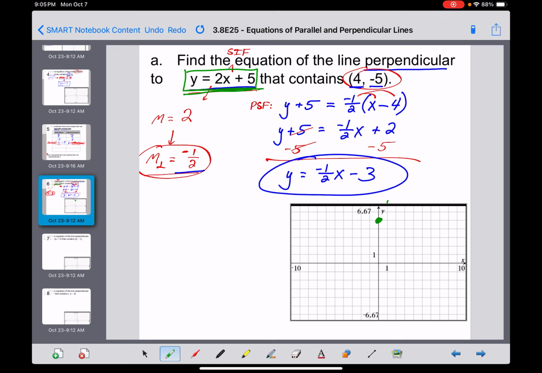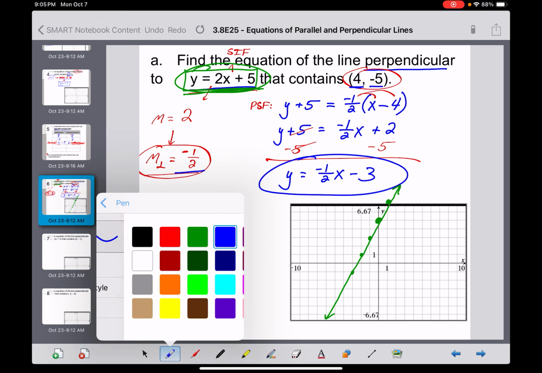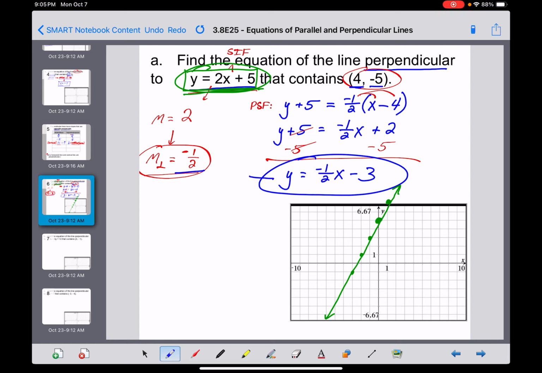Up 2, right 1, but I ran out of room pretty quickly, so I'd go down 2, left 1, down 2, left 1, down 2, left 1, and that's probably good enough. So now let's go ahead and draw a green line that passes through all of those points, and that is y equals 2x plus 5. Now I'm going to switch back to blue here, and I'm going to graph the line that we think is our answer. y equals negative 1/2 x minus 3.